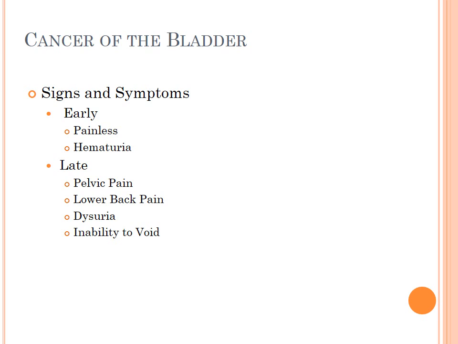So early signs of bladder cancer may be blood in the urine with no pain, but later on the signs can include pelvic pain, lower back pain, difficulty or painful urination, and inability to void. And it's often the bleeding that gets somebody to get seen. So changes in bladder habits should also be noted.